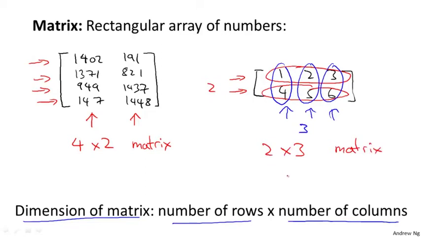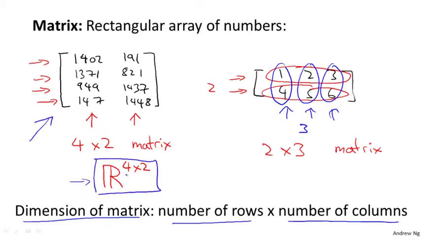And sometimes you also see this written out as R4 by 2 in the case of the left. Or concretely, what people will sometimes say is that this matrix is an element of the set R4 by 2. This just means the set of all matrices of dimension 4 by 2. And the one on the right is sometimes written as being in R2 by 3. So if you ever see something like R4 by 2 or R2 by 3, people are just referring to matrices of a specific dimension.